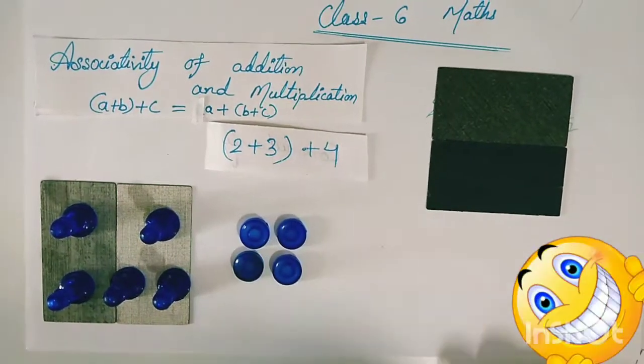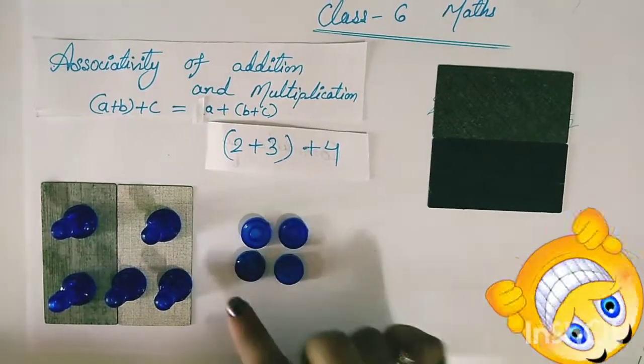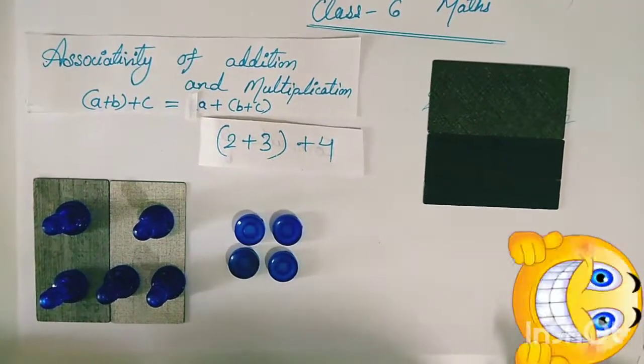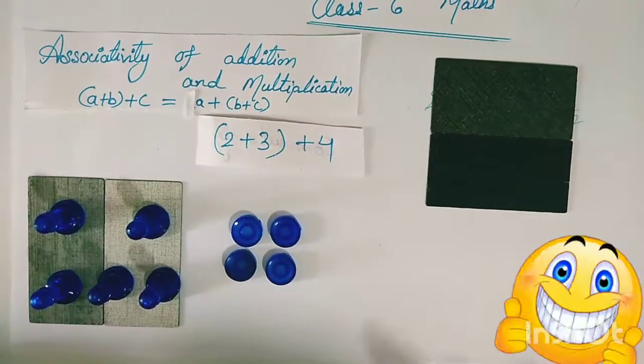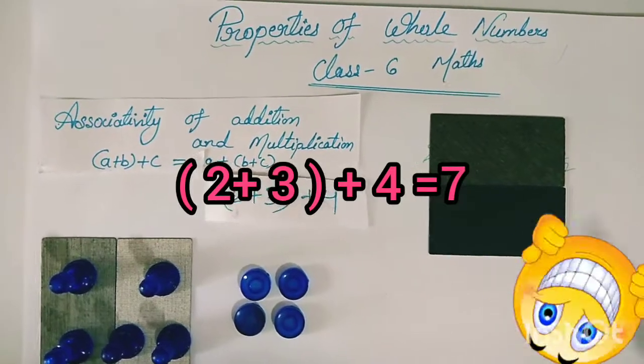Now count how many total blue beads are there. 1 2 3 4 5 6 7 8 9. That means the answer of this question is 9. But what in case we change the order?